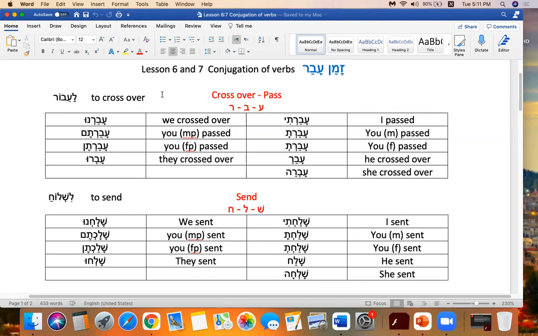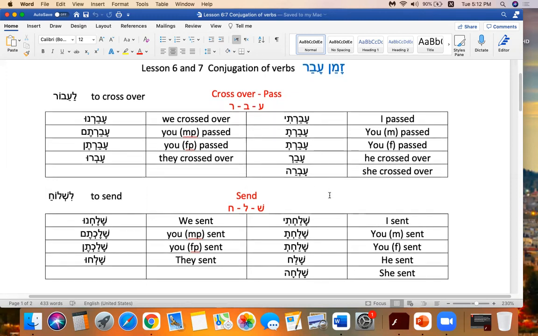To cross over is la'avor. I crossed over, avarti. Remember, it's got the T because of the nun. You masculine, avarta. You feminine, avart. He crossed over, avar, which is also the root. She crossed over, avra. We crossed over, avarnu. You masculine plural, avartem. You feminine plural, avarten. They crossed over, avru.